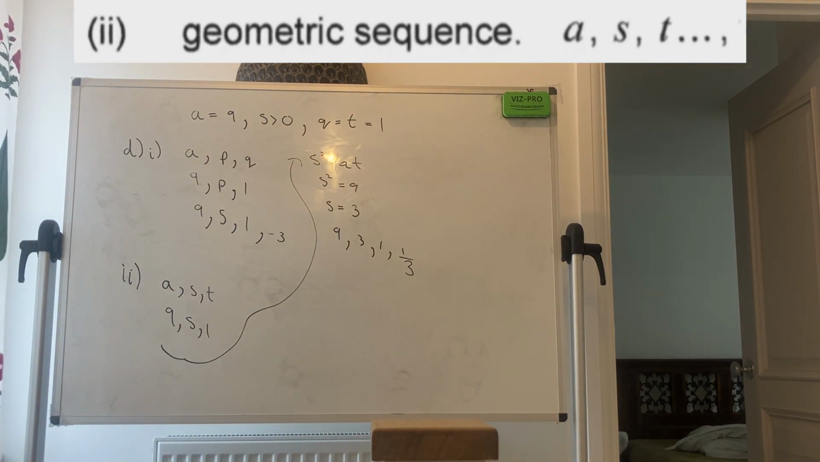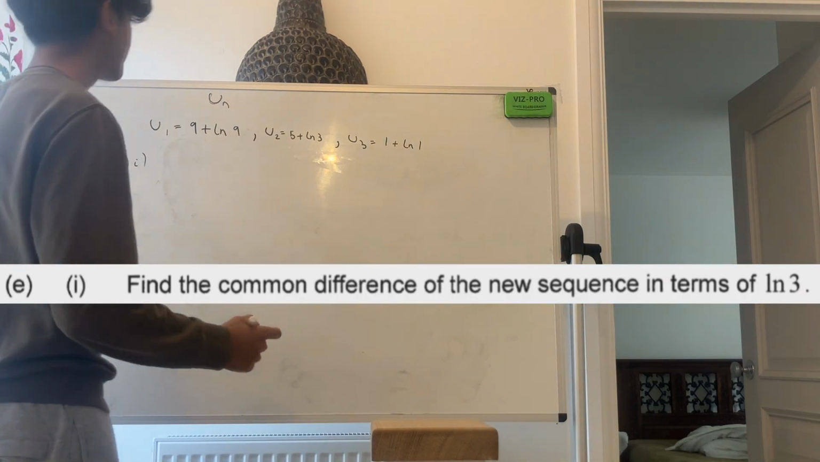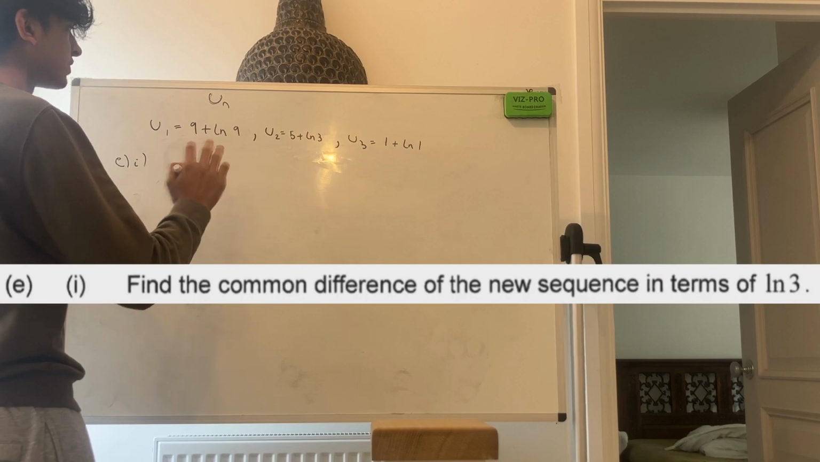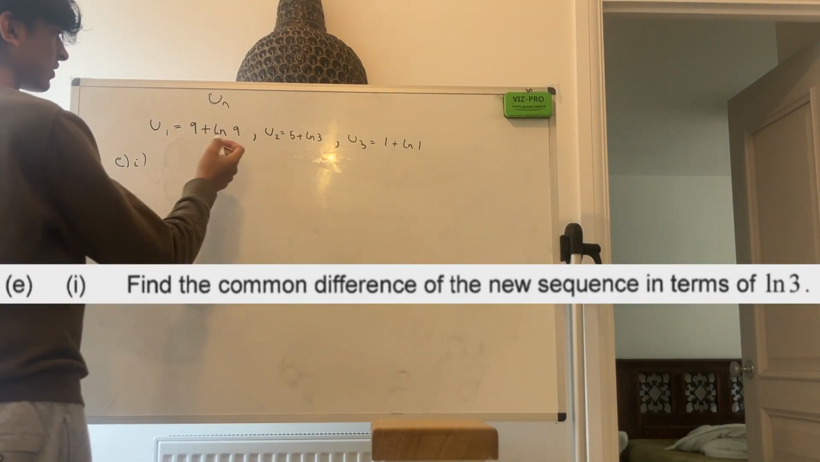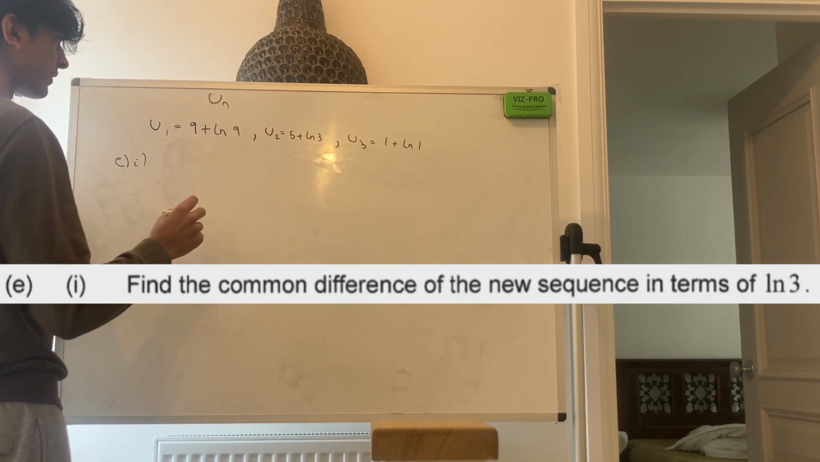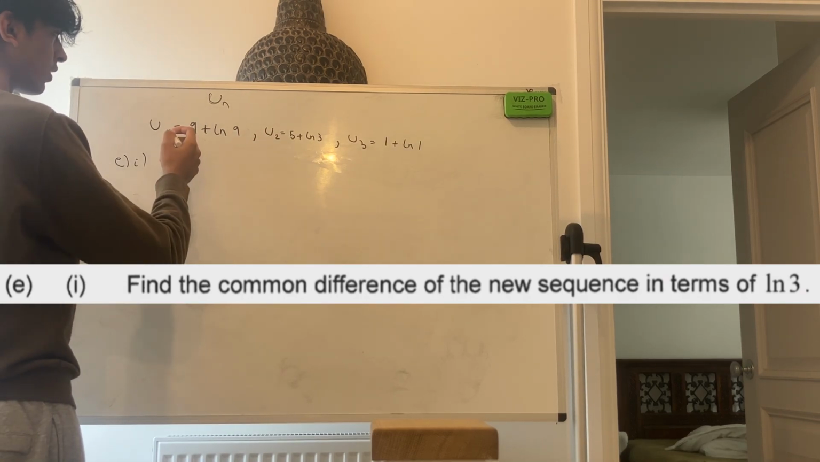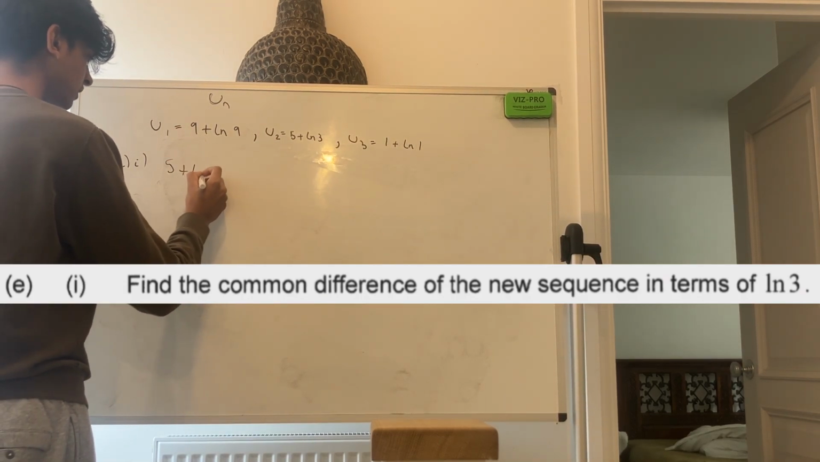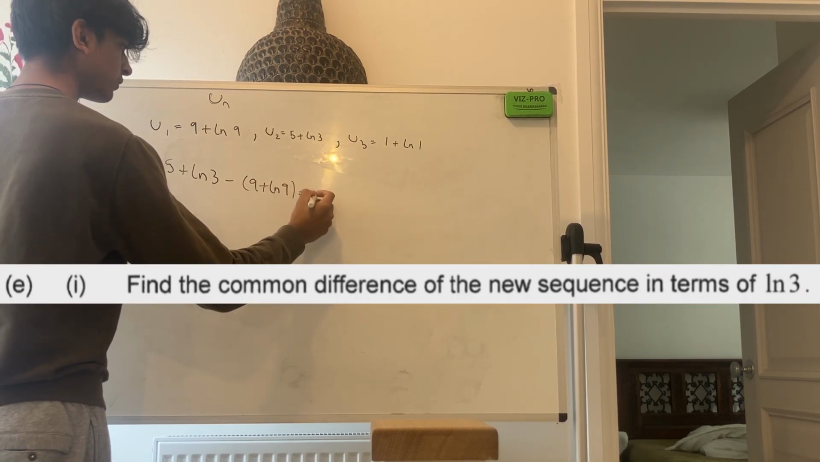In part E, we're given that our old arithmetic sequence and our old geometric sequence are combined to make a new arithmetic sequence, u n. We're given that the first term u1 is 9 plus ln 9, the second term u2 is 5 plus ln 3, and so on. We're asked to find the common difference in terms of ln 3. So once again, u2 minus u1 is the common difference.